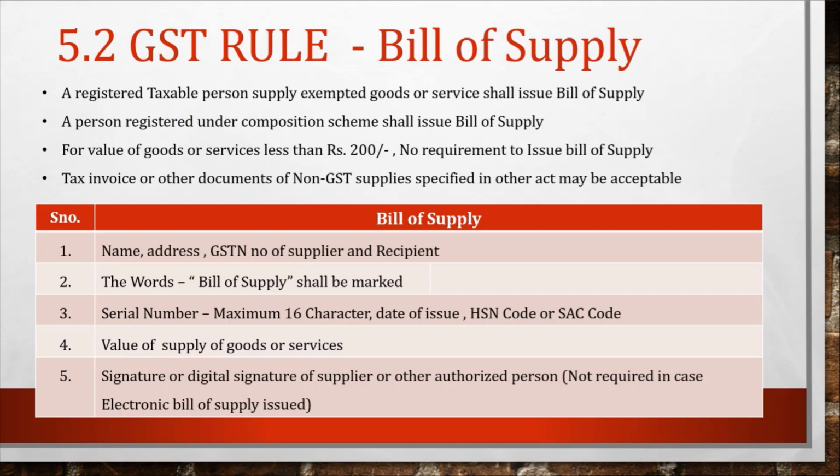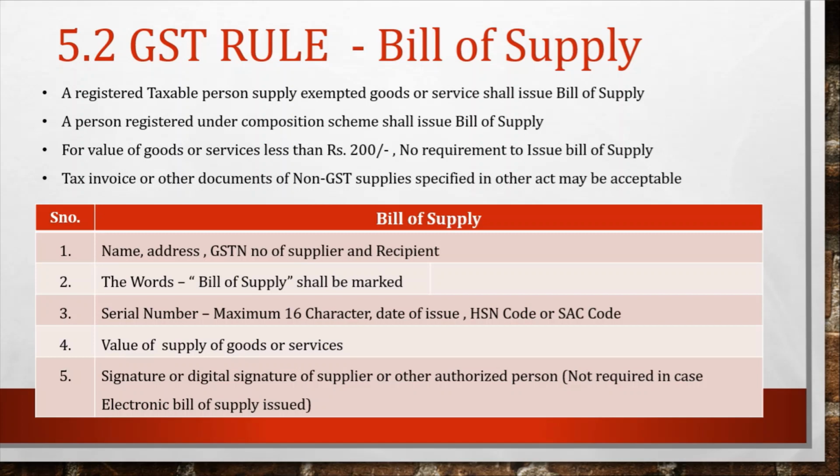Okay. For a tax invoice or other document for non-GST supply like petrol, alcohol, liquor, in that case whatever documentation is required by any other act applicable at the time in force in India may be acceptable. There is no need to issue the bill of supply separately.